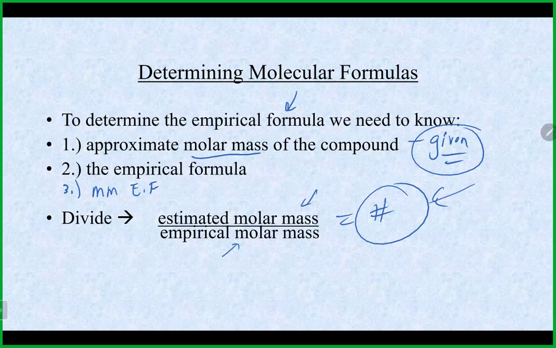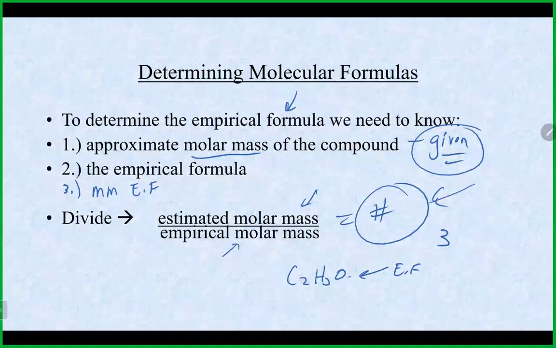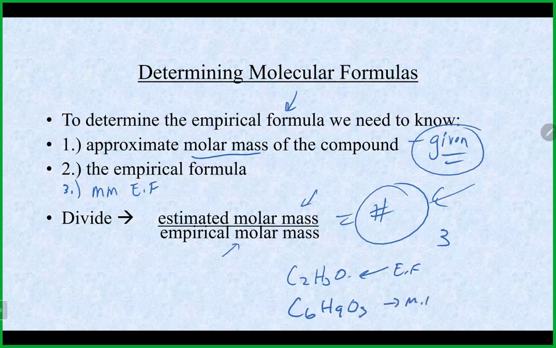So let's just say we had a 3 and we had this as our empirical formula, like one we maybe just calculated. We would then come through here and C6H9O3 would be our molecular formula. So we'd multiply it by 3. That is a factor which you multiply the empirical formula by basically to get the molecular formula.